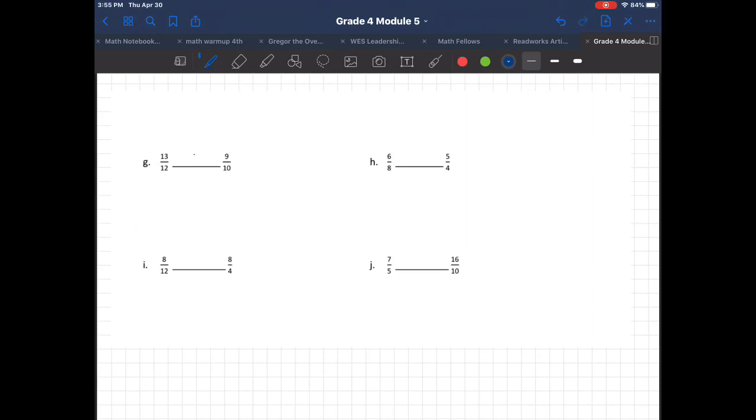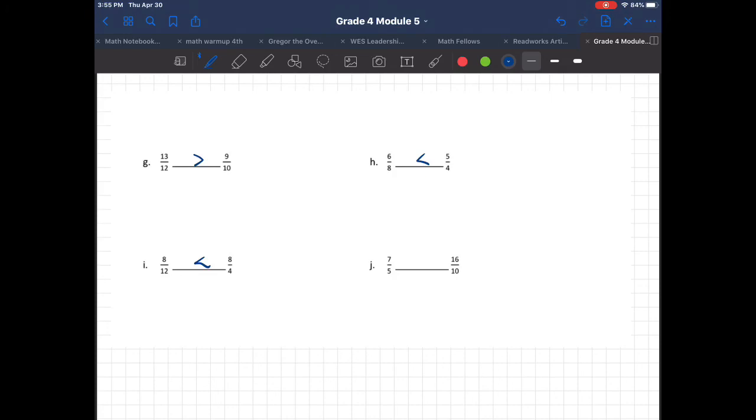13/12 is greater than 1. 9/10 is less than 1. 6/8 is almost 1. 5/4 is more than 1. 8/12 is kind of right between a half and a whole, but 8/4, that's 2, so that's got to be way more.